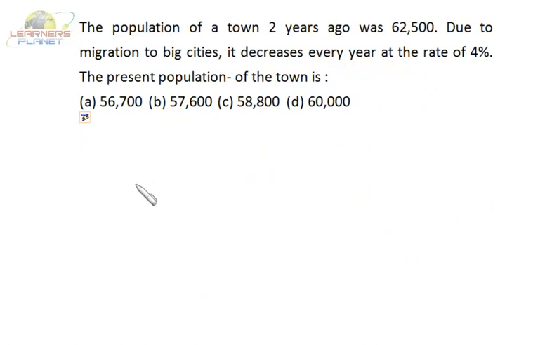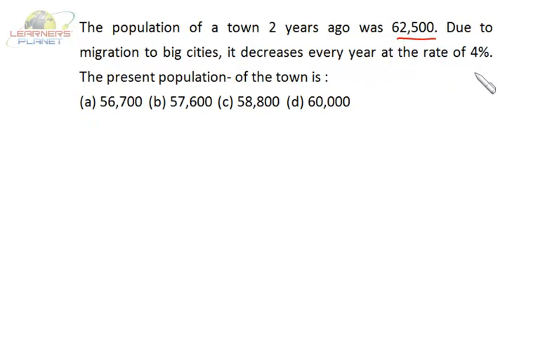Friends, I'm taking similar type of problems so the concept can be cleared easily. Okay. Now let's see this question. The population of a town 2 years ago was 62,500. Due to migration to big cities, it decreases every year at the rate of 4%.